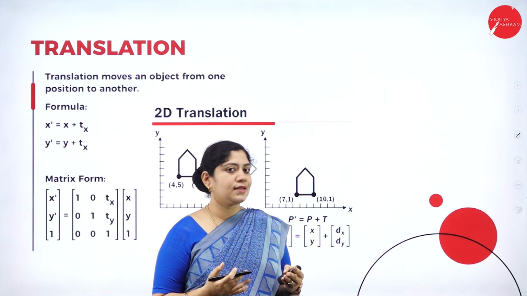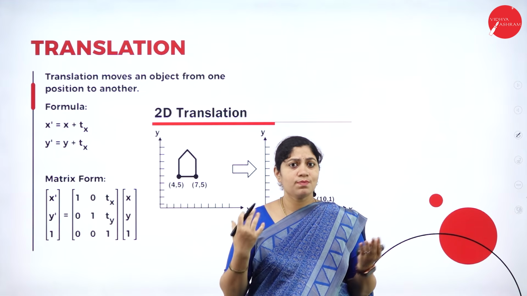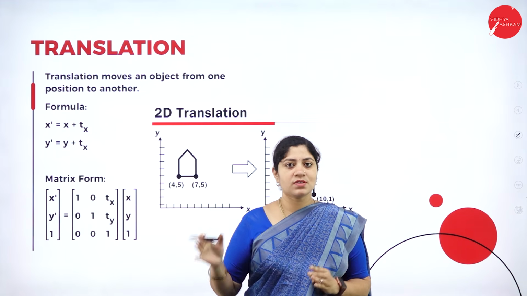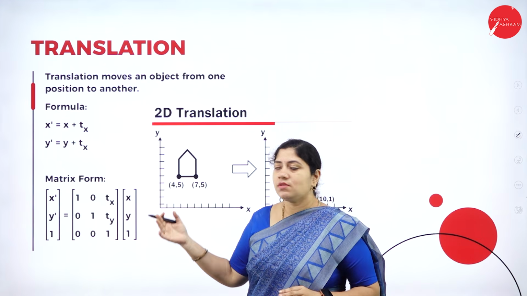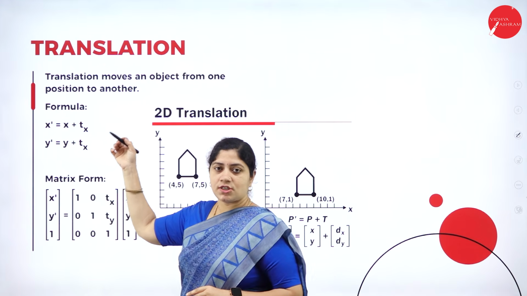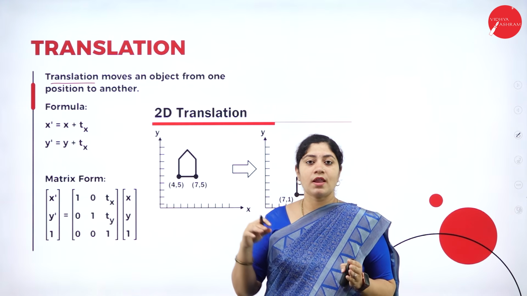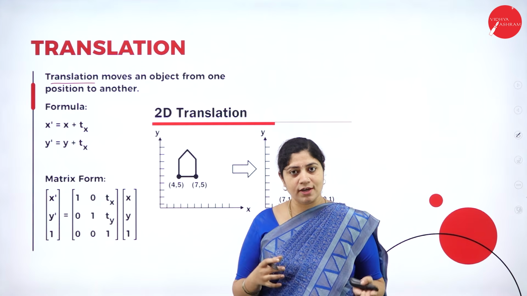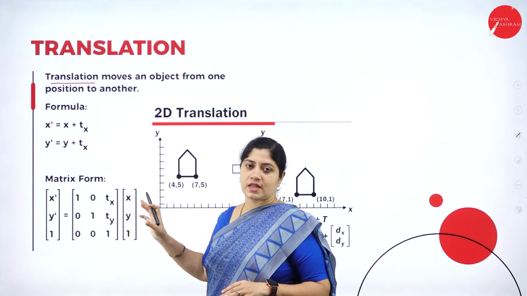Now let's understand the next basic topic, that is translation. In basic words, translation means moving something from one position to another, correct? So it's the same thing when it comes to translation in computer graphics. Translation means moving an object from one position to another. So that is a simple definition of translation.